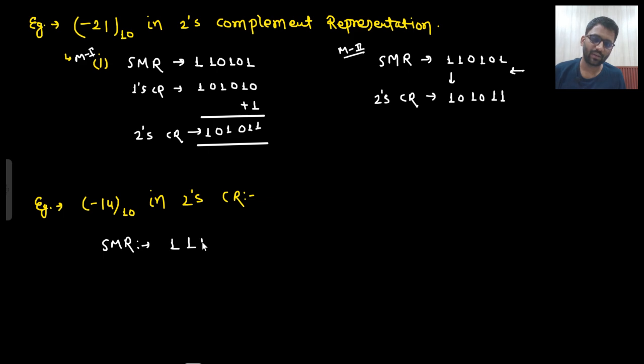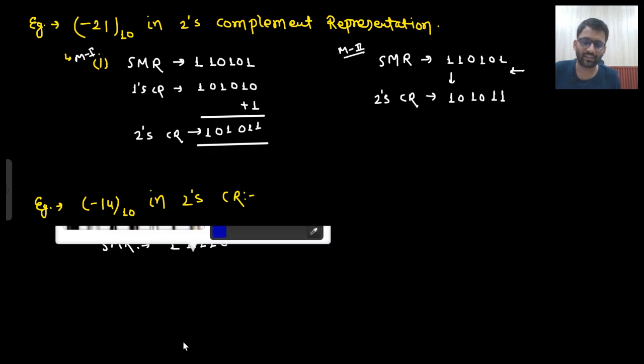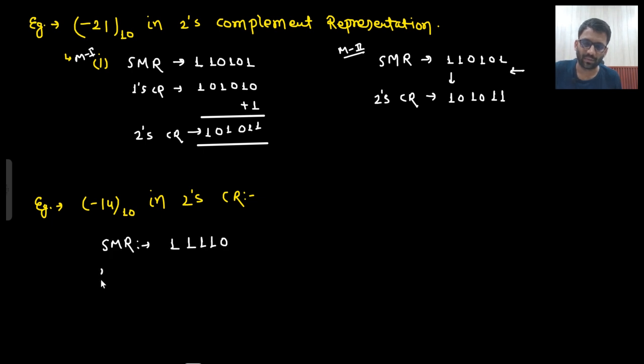8421 will be 1, 1, 1, 0. Yeah, fine. So SMR you have taken. Now directly if I am writing 2's complement representation, or let's write 1's complement representation as well, because we should at least solve two problems with the same method. So 1 will be as it is, complement of each, and then add 1. This will give you 2's complement representation.